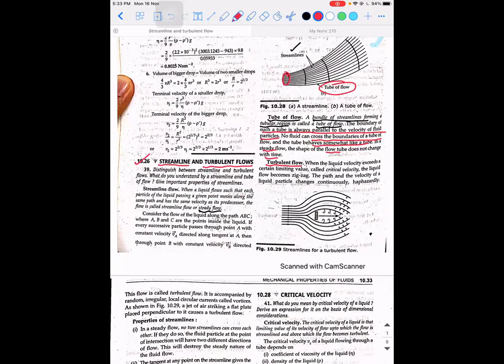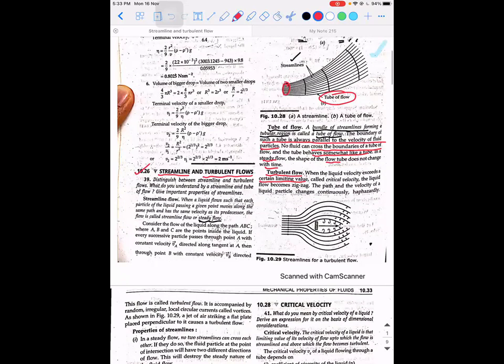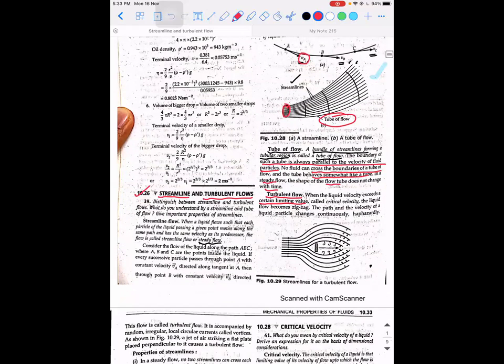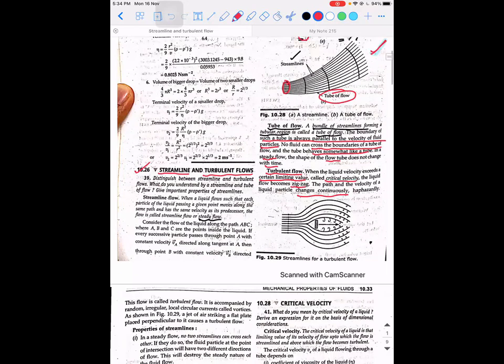When the liquid velocity exceeds a certain limiting value, each particle has a velocity, right? If the liquid velocity exceeds a certain limiting value, limiting means maximum value, which is called the critical velocity, the liquid will not flow anymore in the streamlined path like this. Rather, it will start flowing in a zigzag path. As a result, the velocity of the particle will keep changing continuously and randomly, not like you can actually calculate it. It is very difficult to analyze this kind of motion. So this kind of flow is called turbulent flow.